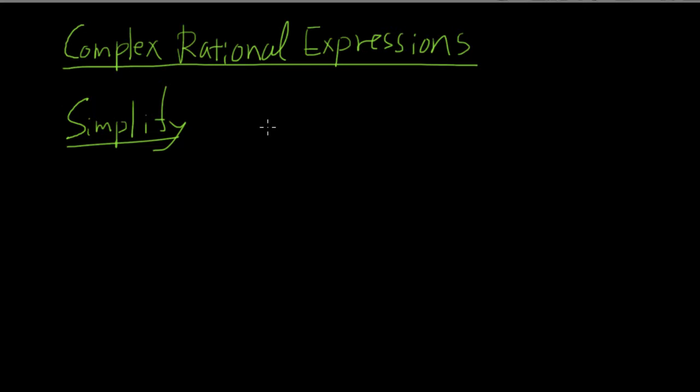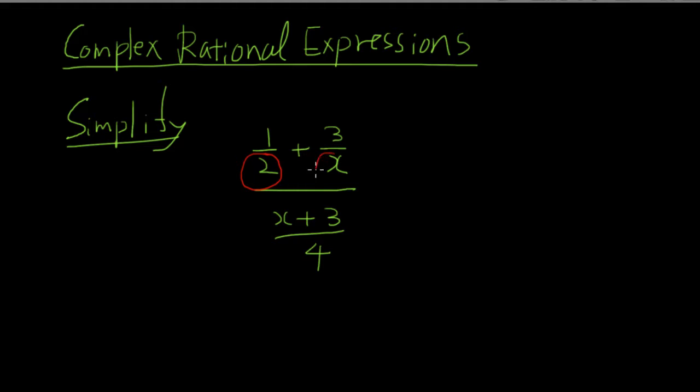So let's say you have 1 over 2 plus 3 over x, over x plus 3 over 4. And you need to simplify this. Now, there are more than one way to deal with this. One of the techniques that I would recommend is to get rid of all the denominators if you can. So check out the denominators. 2 is a denominator, x is a denominator, 4 is a denominator.